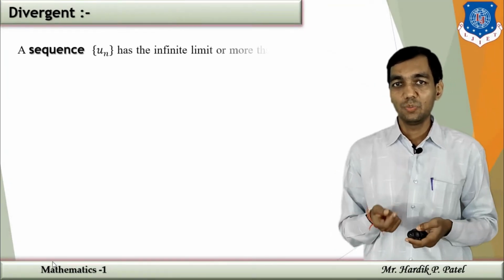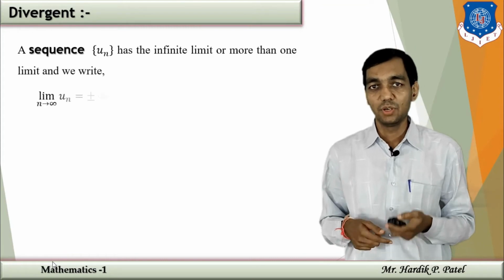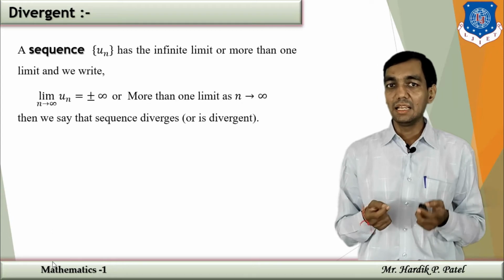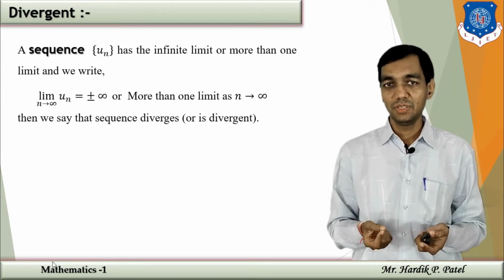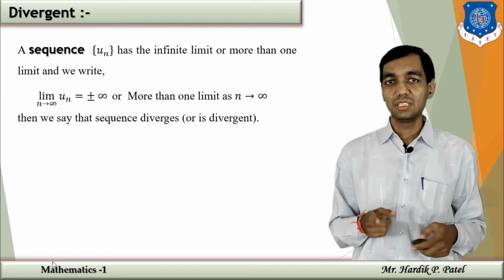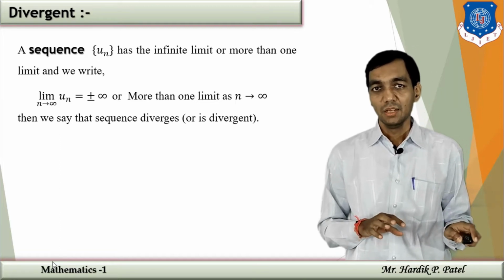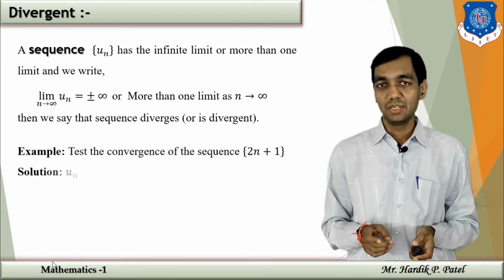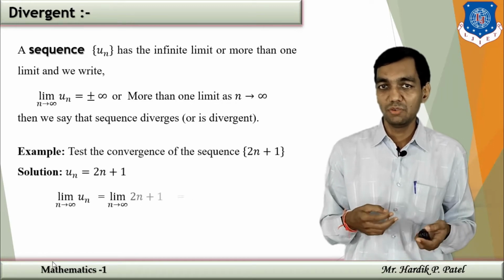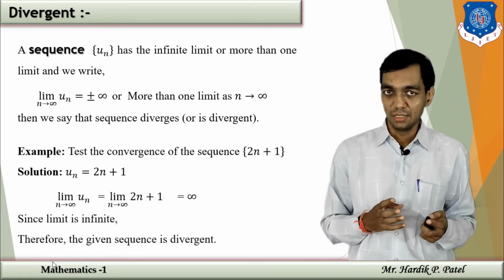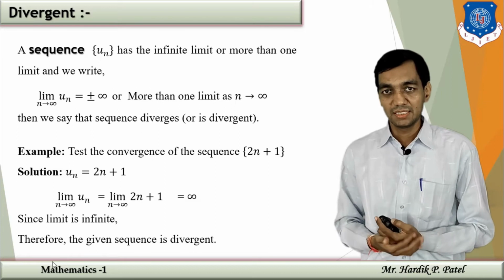Now the next topic is a divergent sequence. For a divergent sequence, if you are applying the limit to the nth term, and it is infinity or minus infinity, or you have more than one limit, then in that case your sequence is said to be divergent. It is not necessary that your sequence always has a unique limit. It may happen that you get more than one limit, then also it is divergent, or you can say it is oscillatory.